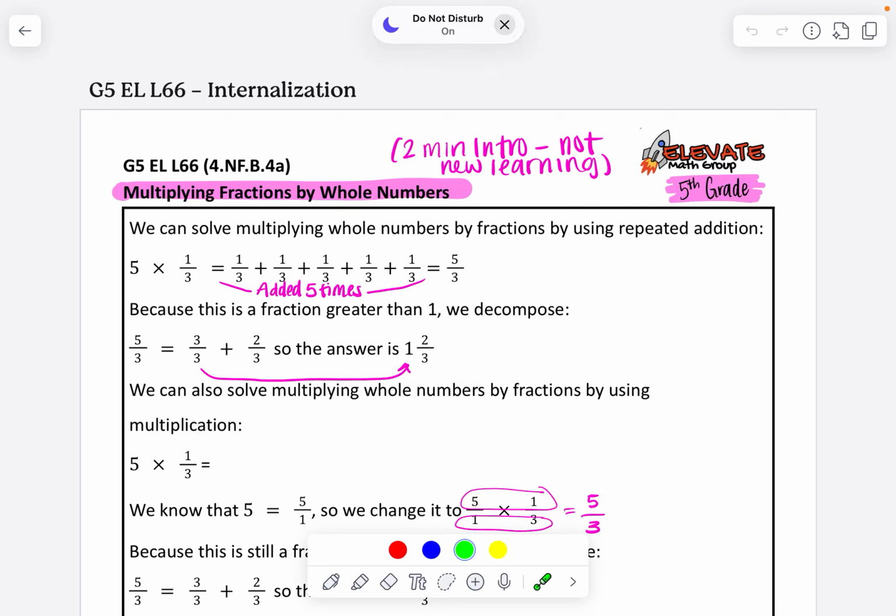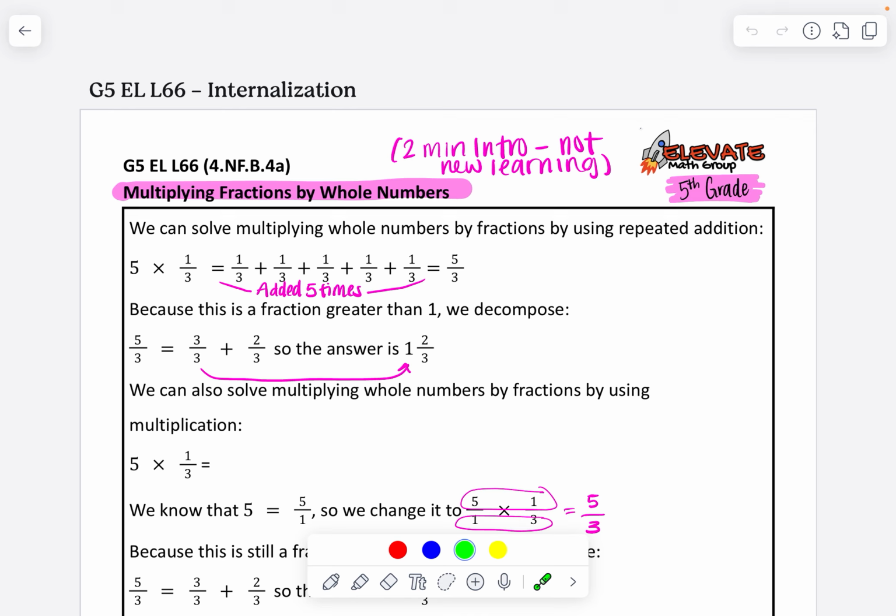Hi everyone, in 5th grade Elevate, we are moving from unit conversion and into multiplying fractions by whole numbers. This is not a new skill even for intervention, so we are not going to spend too much time on the intro. We are going to just remind students that repeated addition of a fraction can also be written as a multiplication sentence. So 5 times 1/3 is the same thing as adding 1/3 by itself 5 times.